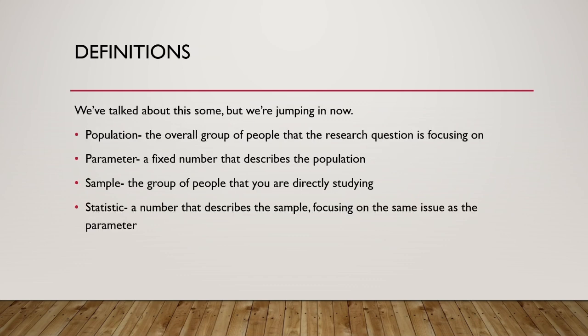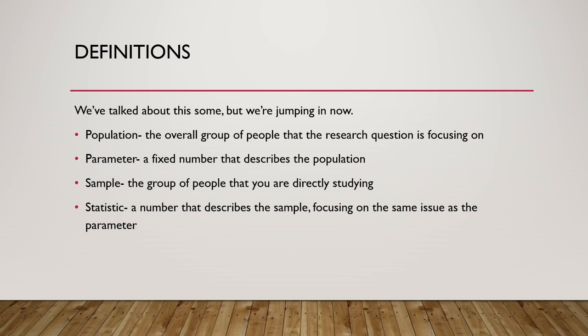So first, some definitions. We've talked about this some already, but jumping in fully now. The first one we talk about is the population. So the population is the overall group of people that the research question is focusing on. Let's say I do a study on 500 American seniors over the age of 65 to see how vulnerable they are to the flu. My population is going to be Americans over the age of 65. So everybody that the research is designed to apply to.